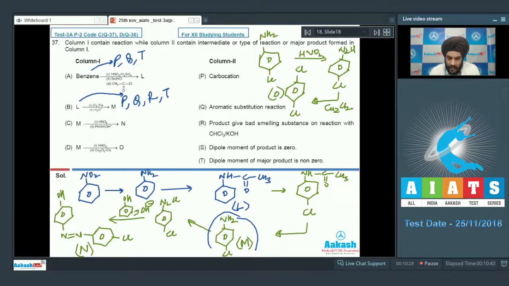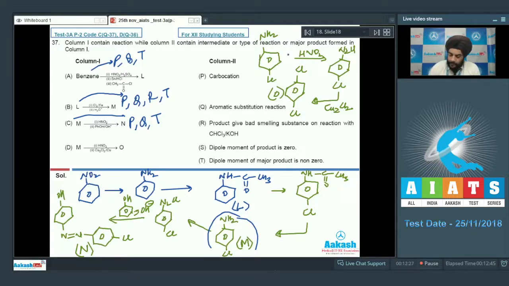Let us look at option C now. M is first converted into diazonium salt and it is allowed to undergo coupling with phenol in the presence of basic medium. So we have the generation of a carbocation. It is also an electrophilic substitution reaction. We'll have an electrophilic aromatic substitution reaction. So Q will also be a match. It will not be matched with R as primary amine is not formed. It will be matched with T as the dipole moment of the product is non-zero. So the correct matching for option C is P, Q and T as well. Same as option A.